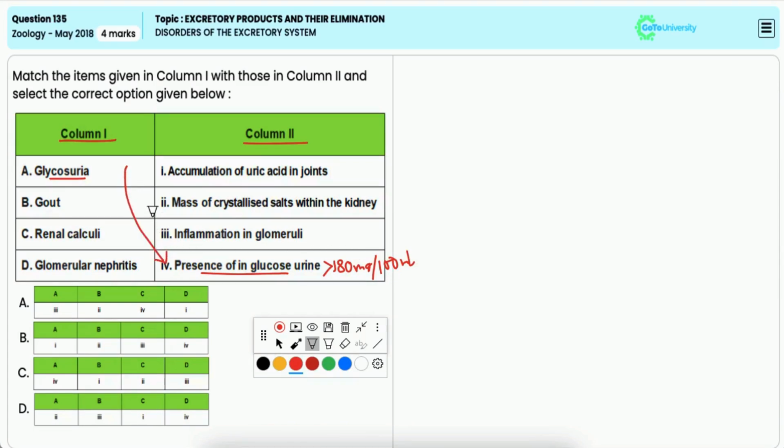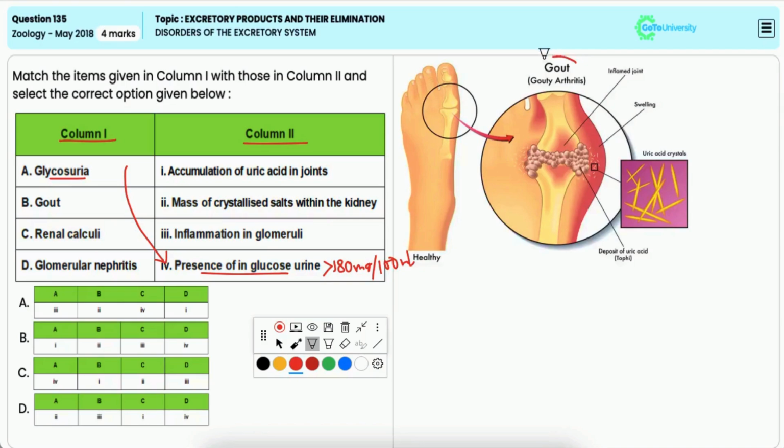Now, gout is due to deposition of uric acid crystal in the joint. Thus, B matches with 1. Renal calculi are precipitates of calcium phosphate produced in the pelvis of the kidney. Thus, C matches with 2.